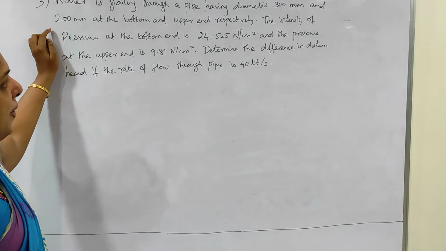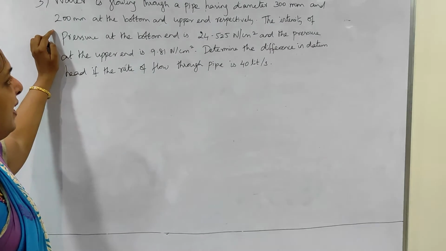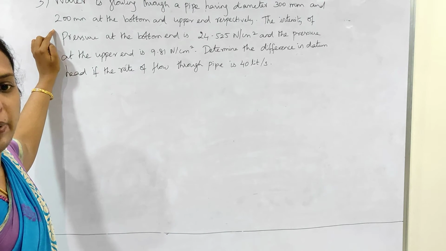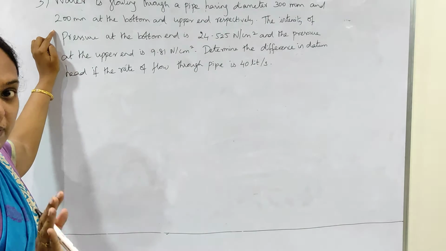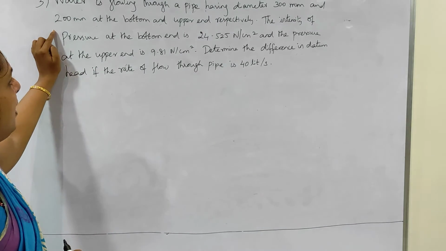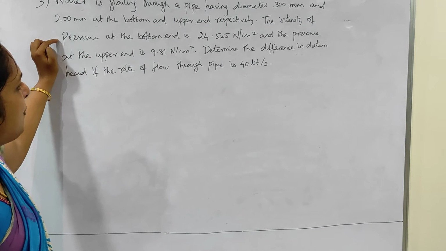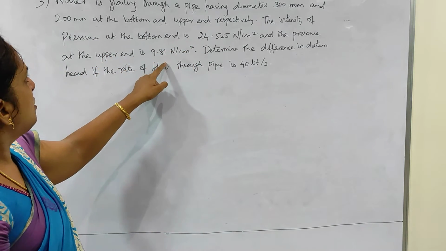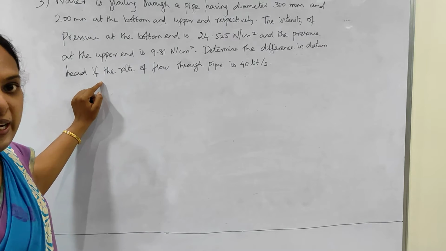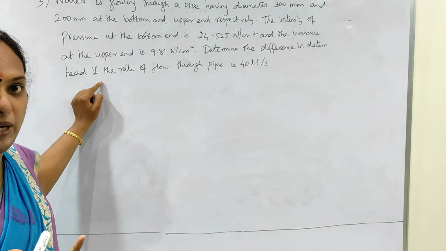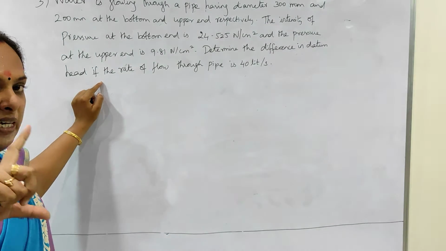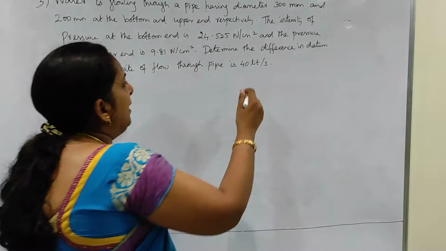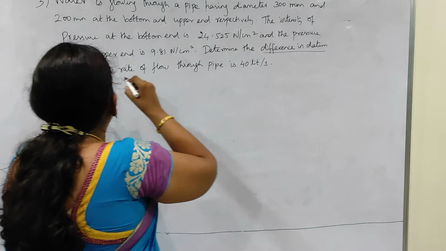Water is flowing through a pipe having diameter 300 mm and 200 mm at the bottom and upper end respectively. Here it is not given in centimeter, it is given in millimeters. The intensity of the pressure at the bottom end is this much and the pressure at the upper end is this much. Determine the difference in datum head. They didn't give you the datum head, that is, the height of the pipe from the datum line is not given here. They asked you to find the difference in datum.